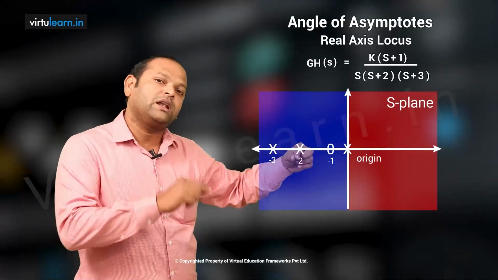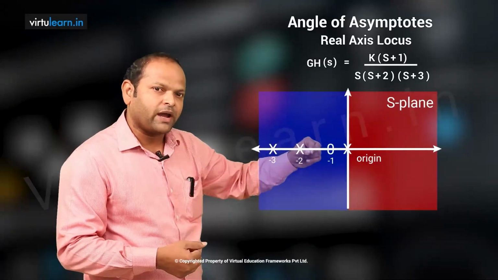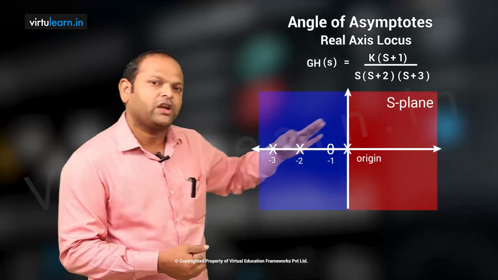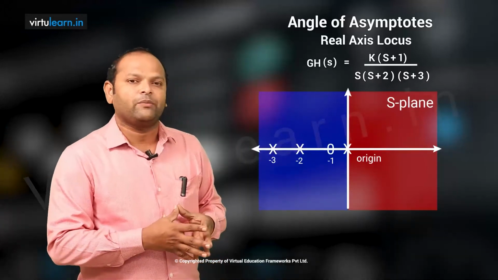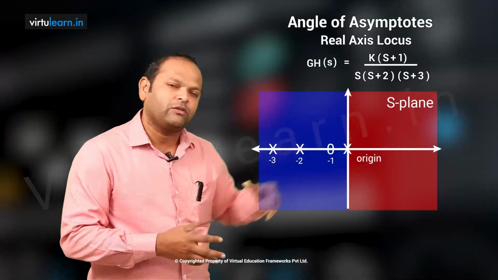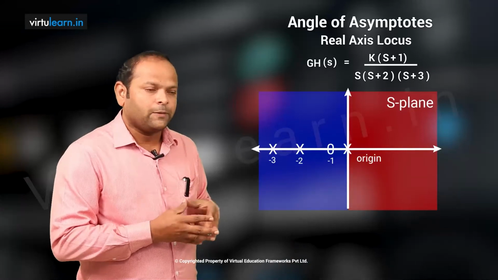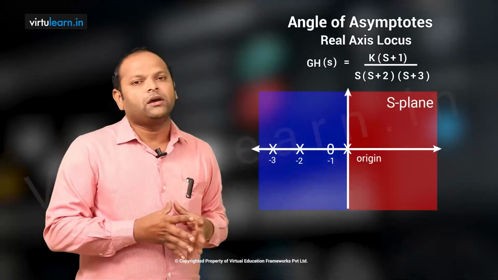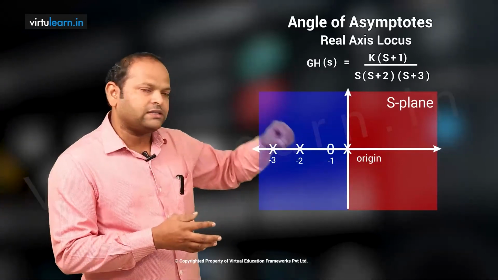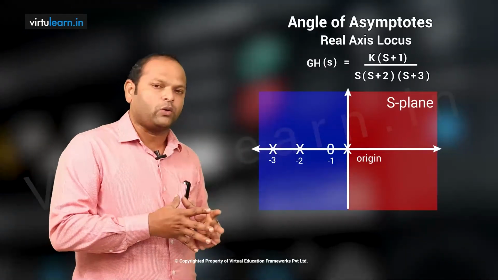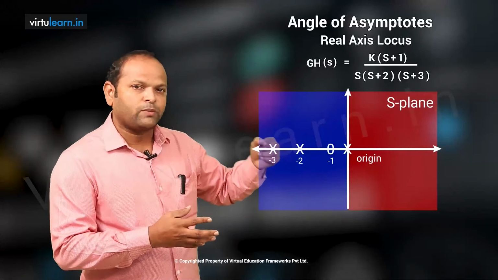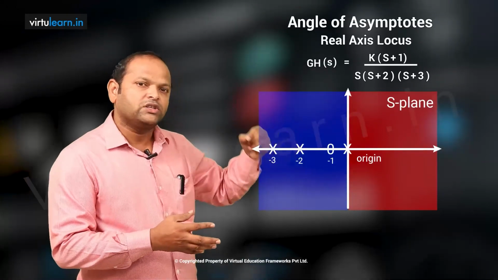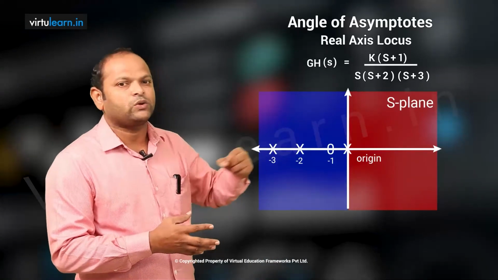Similarly, from minus 1 to minus 2, take any point and count the poles and zeros on the right. If you take any point between minus 1 and minus 2, the count gives an even number, because I have one pole and one zero, total two. Therefore between minus 1 and minus 2, you don't have any root locus area. If any point lies there, that point is not part of the root locus. Similarly, from minus 2 to minus 3, if you count, the number is 3, an odd number. So from minus 2 to minus 3 there exists root locus area.